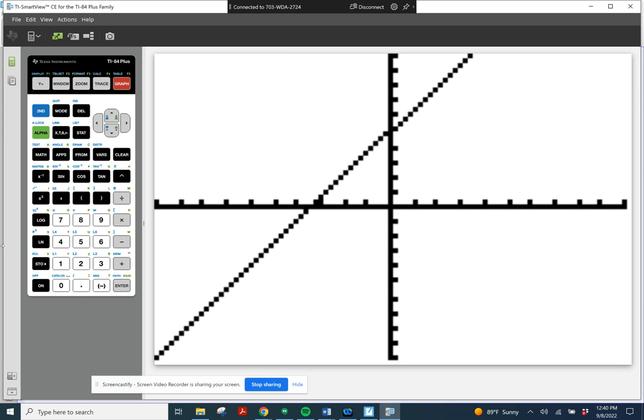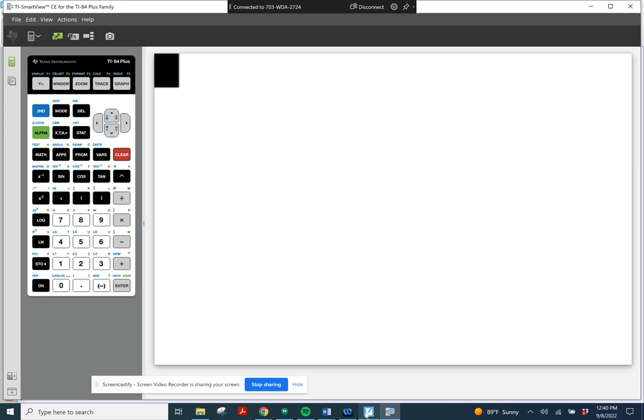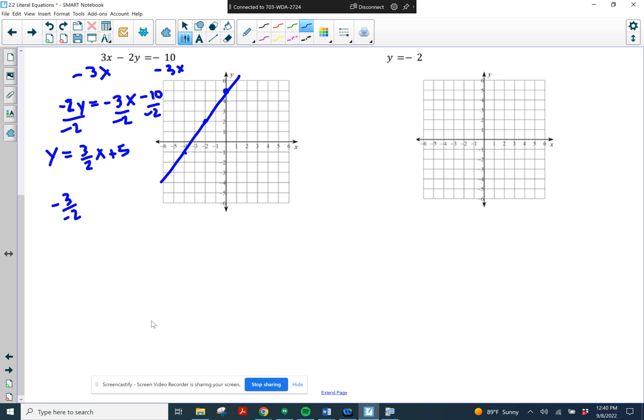There it is. 1, 2, 3, 4, 5. Yep, y-intercept at 5. Looks quite a bit like the line that we were graphing, right? Yep. It's a little different because it's on the calculator screen, but that is what we graphed. Okay, next one. I'll clear this one out in preparation for the next one. All right, so y equals negative 2.